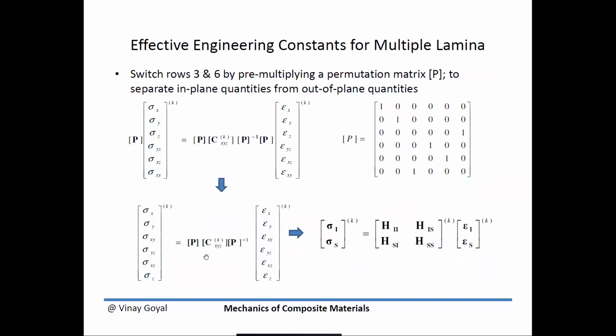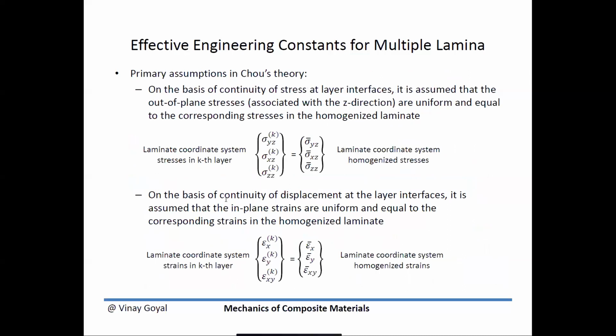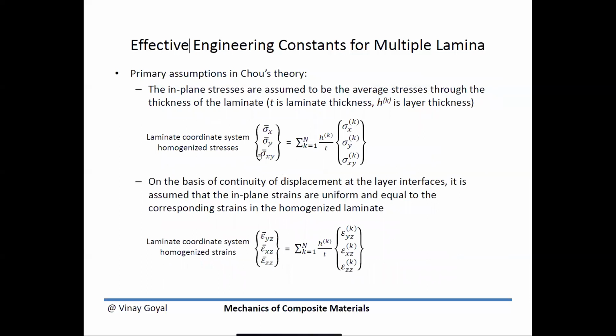And what I'm going to do is a little trick here. The reason I'm going to do this trick is to be able to segregate the in-plane orientations from the out-of-plane orientations. The reason I do that is because in Chow's theory, the transverse shear stresses are put together, and the in-plane strains are put together. And you can see here that the stresses are in-plane and the strains are out-of-plane.